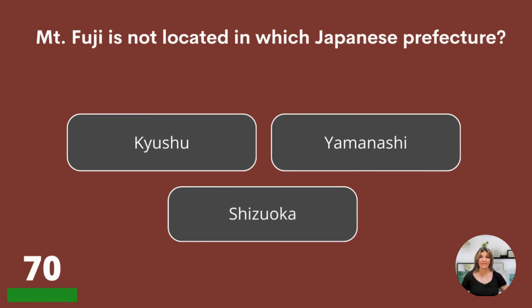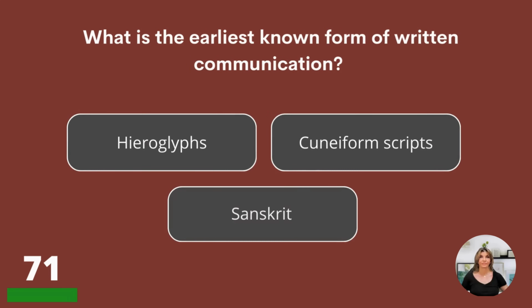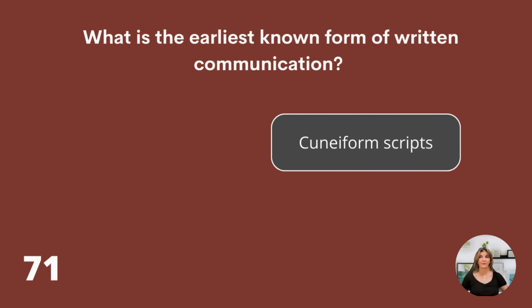Mount Fuji is not located in which Japanese prefecture? Kyushu, Yamanashi, or Shizuoka? Kyushu. What is the earliest known form of written communication? Hieroglyphs, cuneiform scripts, or Sanskrit? Cuneiform scripts.